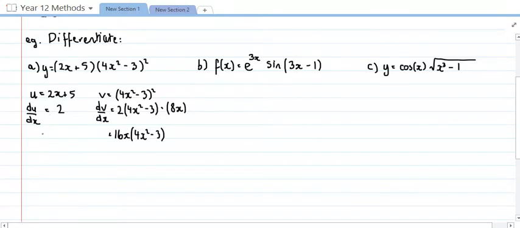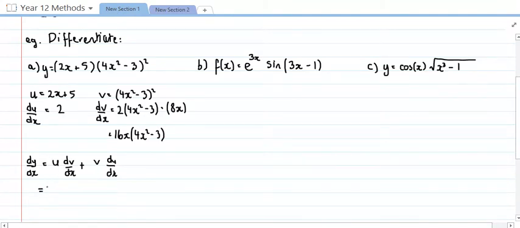So the last thing I have to do is I have to get dy dx, which is u dv dx plus v du dx. I might go into a proof of why this rule is the way it is later on, but I'd say it's not particularly important to know that at this point in time.